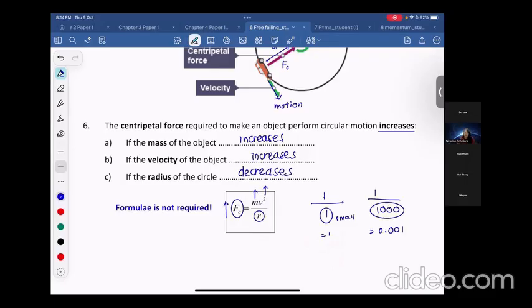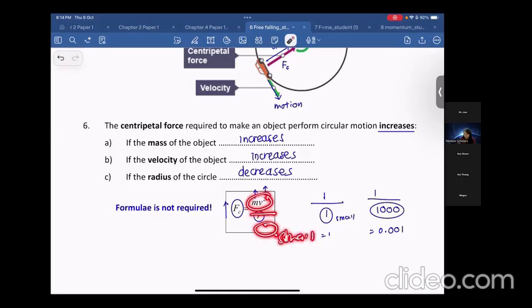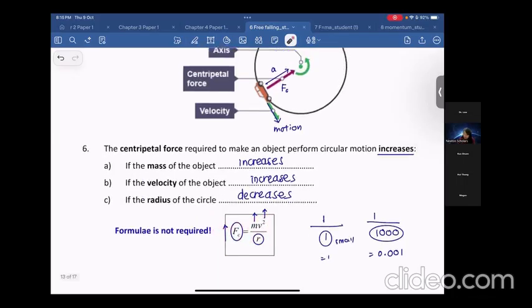If you use the formula to help you understand, it will be much easier. But this formula we are not going to use to do any calculation. Here the formula is divided by something; in the bottom part, if the value is small, then the Fc resultant force will be higher. Is it okay until here?